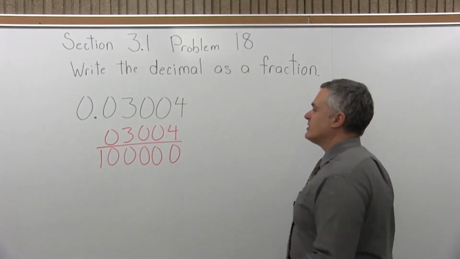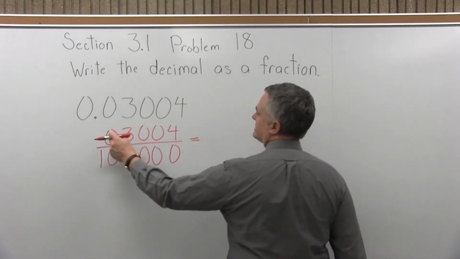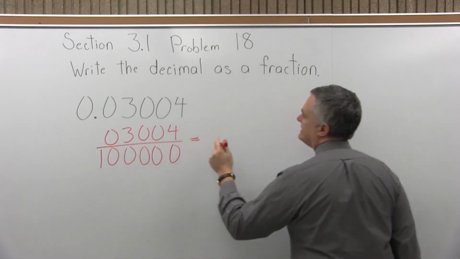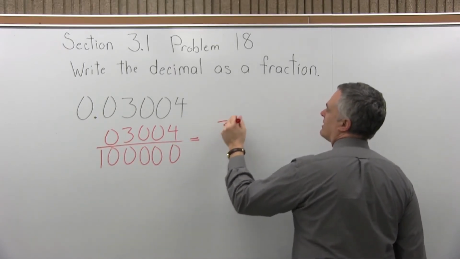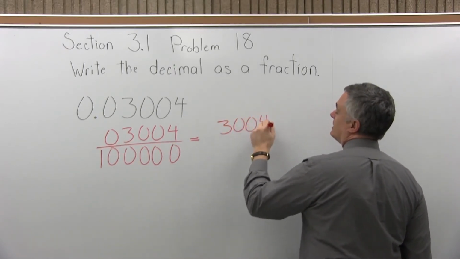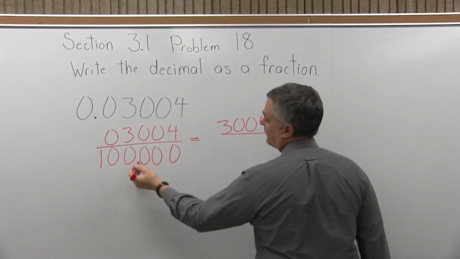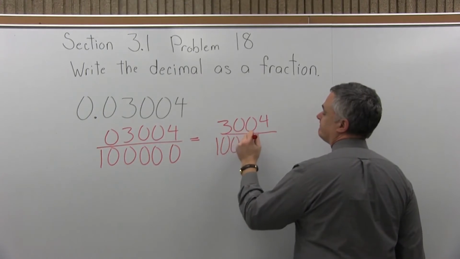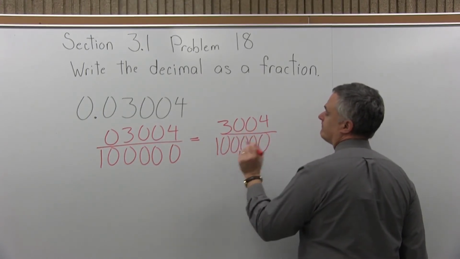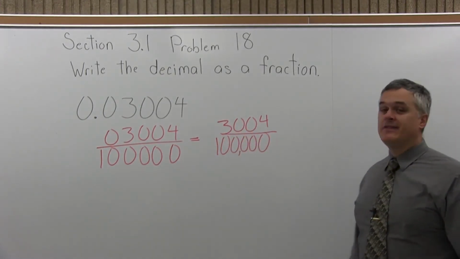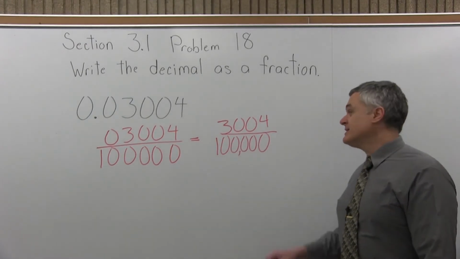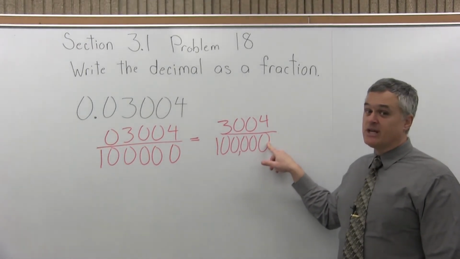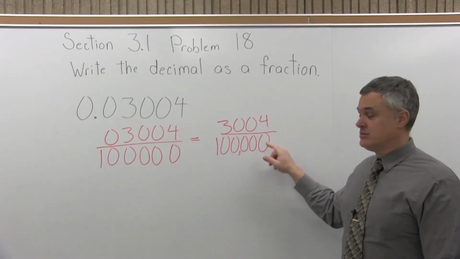Well, the first thing I'm going to do in terms of reducing the fraction is this 0 that starts off the numerator. I don't need to write that. So I can make it really 3004 over, let's see, that's 100,000. Now, can that be reduced? Well, I can see that 3004 is even, 100,000 is even, so I can at least divide them by 2.